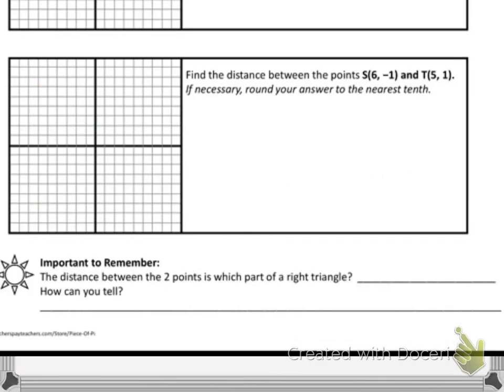All right, last problem. Right here, we need to graph these. So 6, negative 1, right 6, down 1. 5, 1 is T, so right 5, up 1. This is going to create a really small triangle. All right, so let's see. I've got A equals 1, B equals 2, and we don't know C.